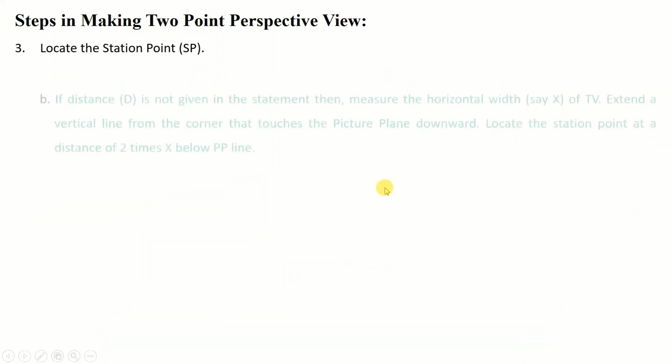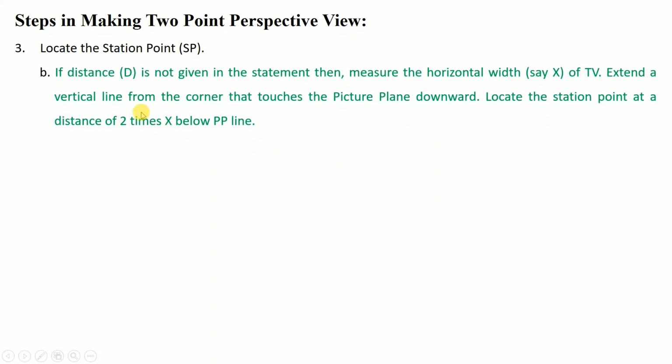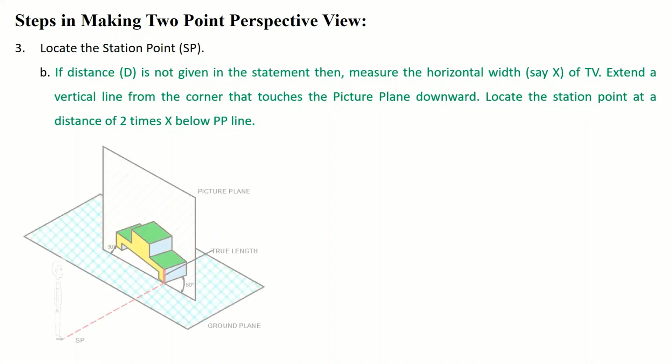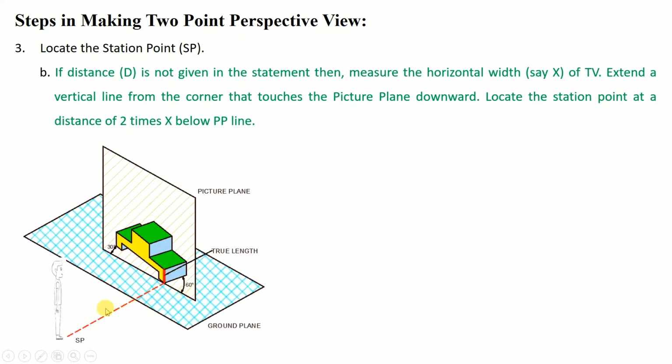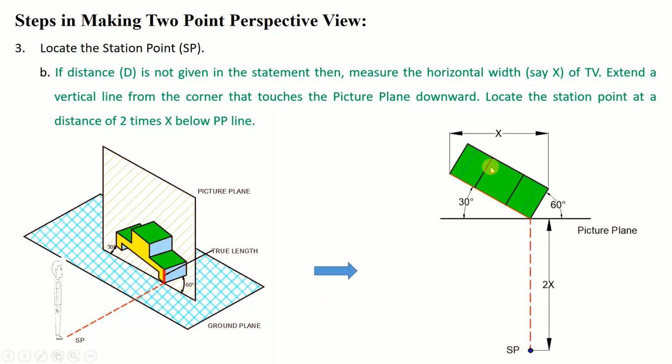Now in the second case, the distance of the station point from the picture plane may not be given in the statement directly. So it means that this distance d of the observer from the picture plane is not given directly in the statement. Now in such cases, what we will do, when we make the top view as explained in the previous slide, we measure this horizontal width of the top view.